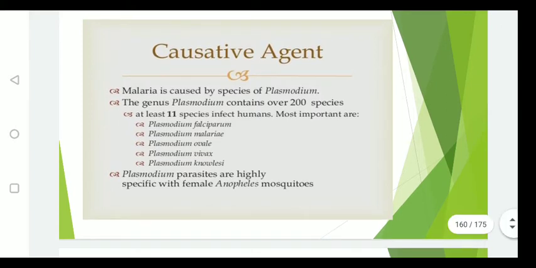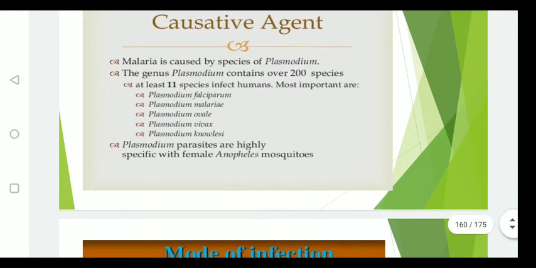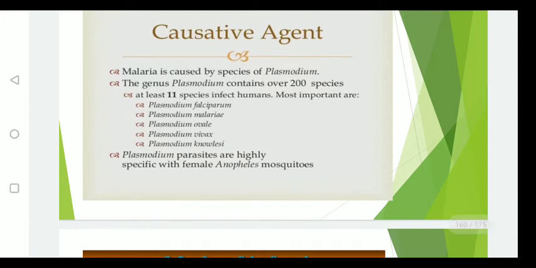In some textbooks they mention only 4 Plasmodium species: Plasmodium falciparum, Plasmodium malariae, Plasmodium ovale, and Plasmodium vivax. Plasmodium parasites are highly specific to the female Anopheles mosquito, so the main vector is the Anopheles mosquito only.